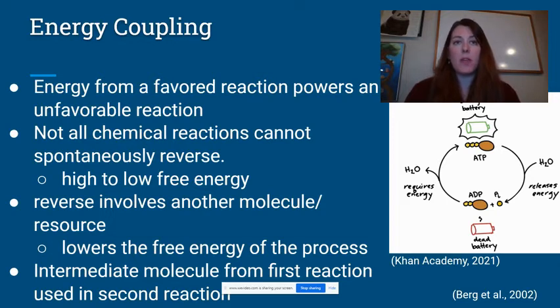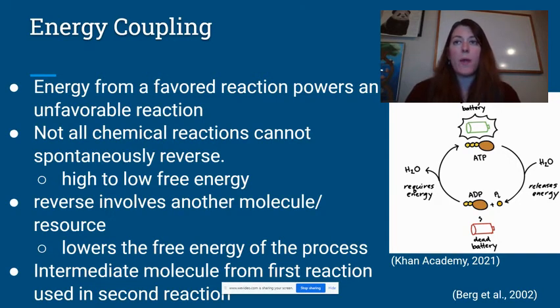Oftentimes, one reaction relies on another because the addition of another molecule or resource lowers the delta G for the reaction. The intermediate molecule from the first reaction may even be used in the next reaction, allowing the overall reaction to occur. This is energy coupling, where energy from a favored reaction, such as an exergonic reaction producing energy, powers an unfavorable reaction, such as an endergonic reaction that requires energy.